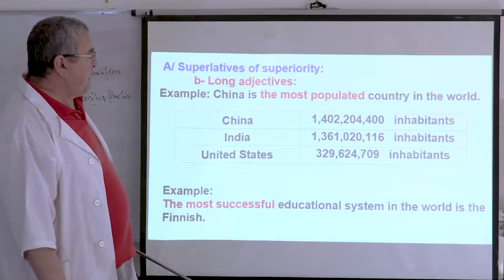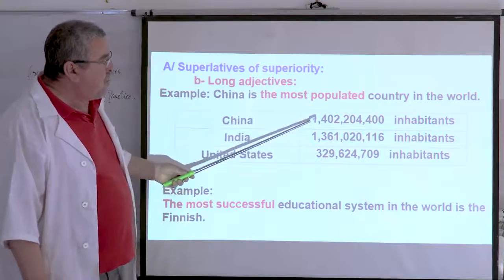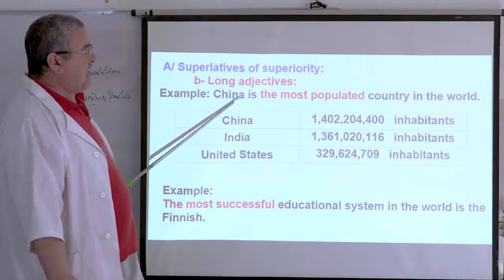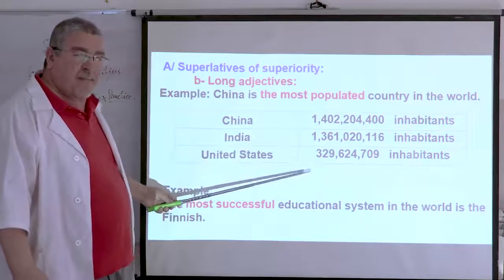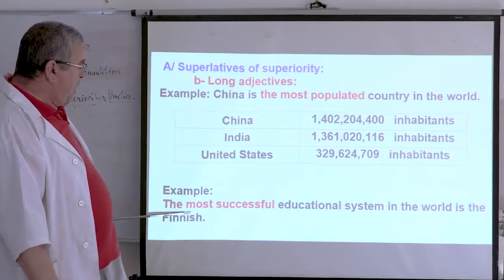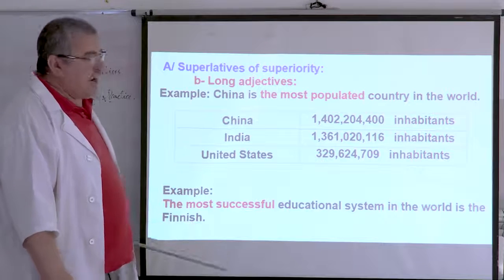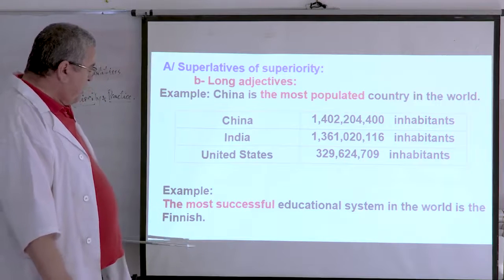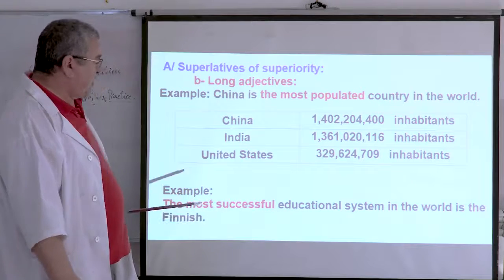So before we move to the example, we exemplify or we demonstrate our example with these numbers. So if someone tells you, why do you say that China is the most populated country in the world? We have information, we have statistics here. So we rely on true information. An example, the most successful educational system in the world is the Finnish. Finnish is the adjective of nationality of Finland. So the example says, the most successful educational system in the world is the Finnish.